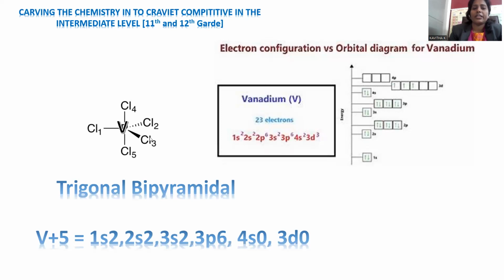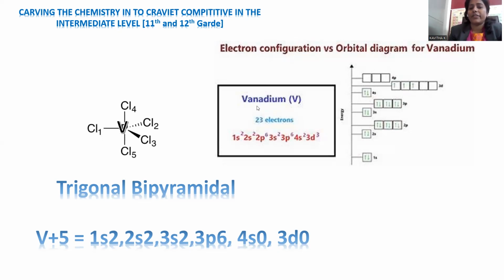Vanadium pentachloride exhibits trigonal bipyramidal geometry. This is called trigonal bipyramidal geometry. 3 chlorine atoms are lying in the equatorial position. 2 chlorine atoms are lying in the axial position, above the plane and below the plane. So it is called trigonal bipyramidal geometry. Okay, so this is the general representation.